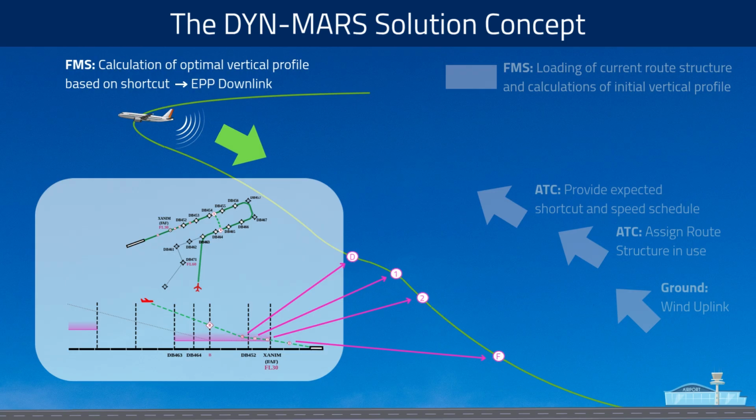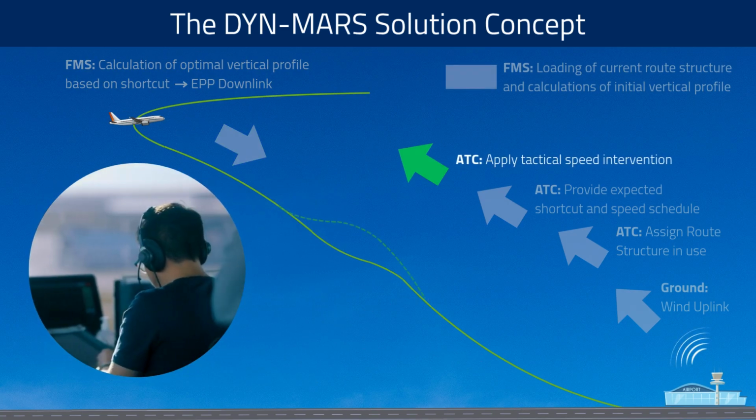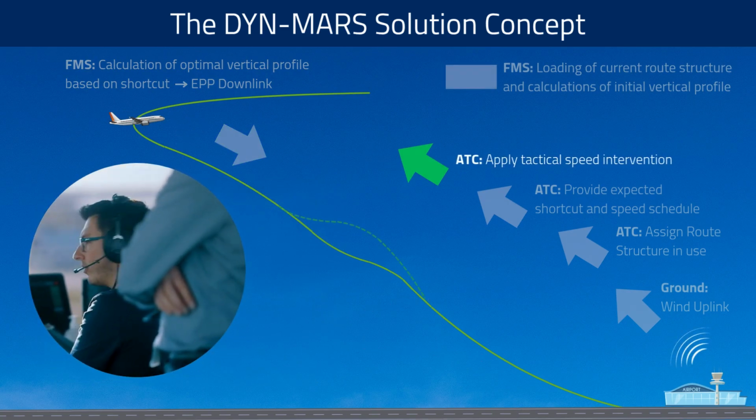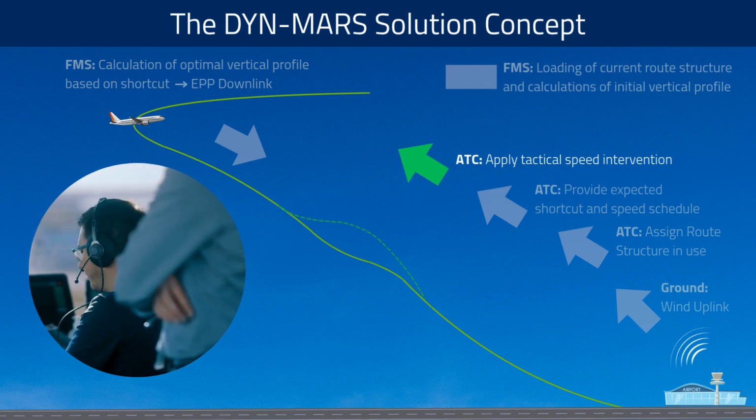In addition, estimated times over each waypoint can be calculated and transmitted to ATC via the Extended Projected Profile (EPP) message. This enables ATC to evaluate the need for any further interventions in the aircraft's trajectory. If necessary, ATC can issue tactical speed adjustments to ensure safe separation and effective sequencing.